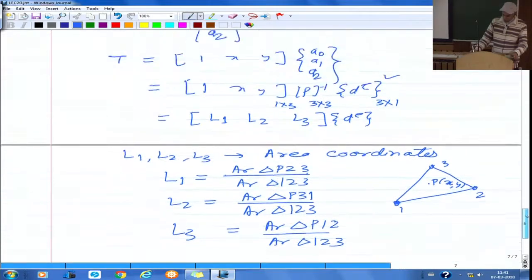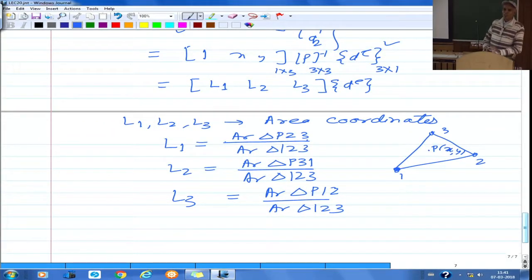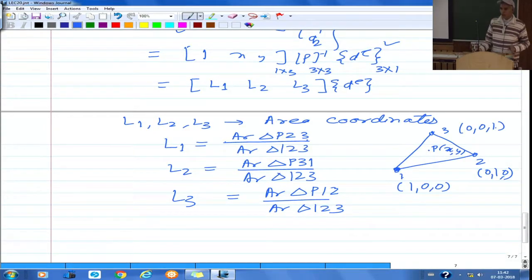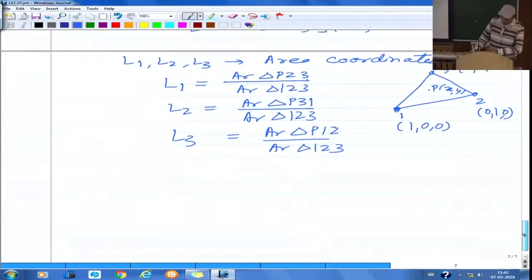So the interpretation of these: since these shape functions L1, L2, L3 are ratios of the areas, they are named as area coordinates. In finite element formulation we call these area coordinates, L1, L2, L3. As you see the value of L1 is unity here. So the values of these area coordinates are 1, 0, 0 here; here L1 is 0, L2 is unity, L3 is 0; here L1 is 0, L2 is 0, L3 is unity. So these are the values of the area coordinates of nodes 1, 2 and 3.